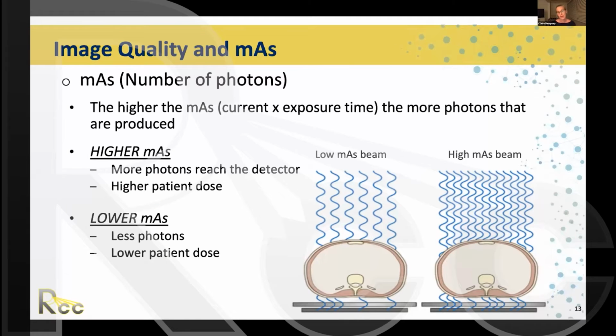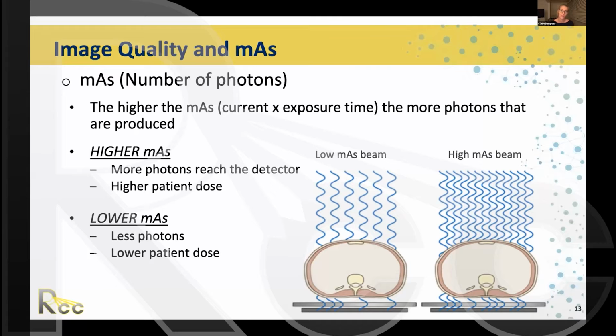If we then look at the MAS, the MAS relates to the number of photons that is being generated from your kV unit. The MAS is the electron current running through the machine multiplied by the exposure time. So the period that the beam is actively exposing the patient, the more photons that are produced. So the higher the MAS, obviously you then have more photons coming out of the unit.